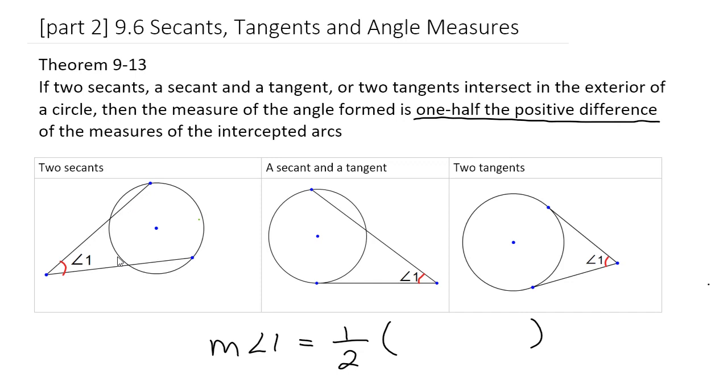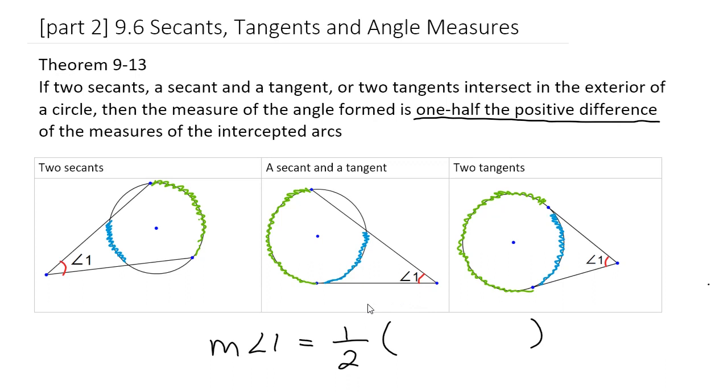So we have those 2 lines intersecting. They intersect this arc and this other arc over here. For a secant and a tangent, then we have this arc here that's intercepted and this other one over here. For the 2 tangents, we have this arc and this other arc.